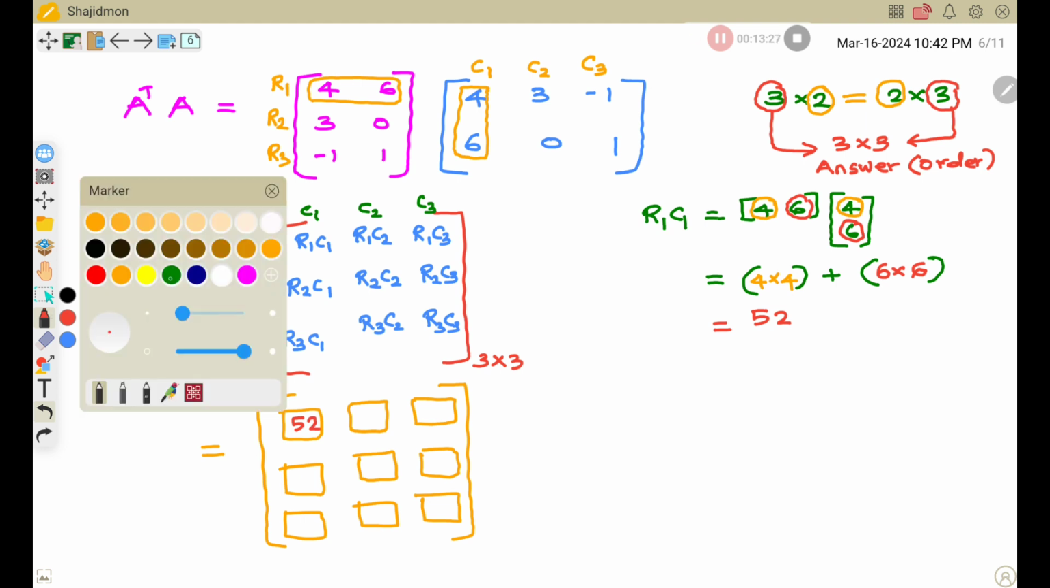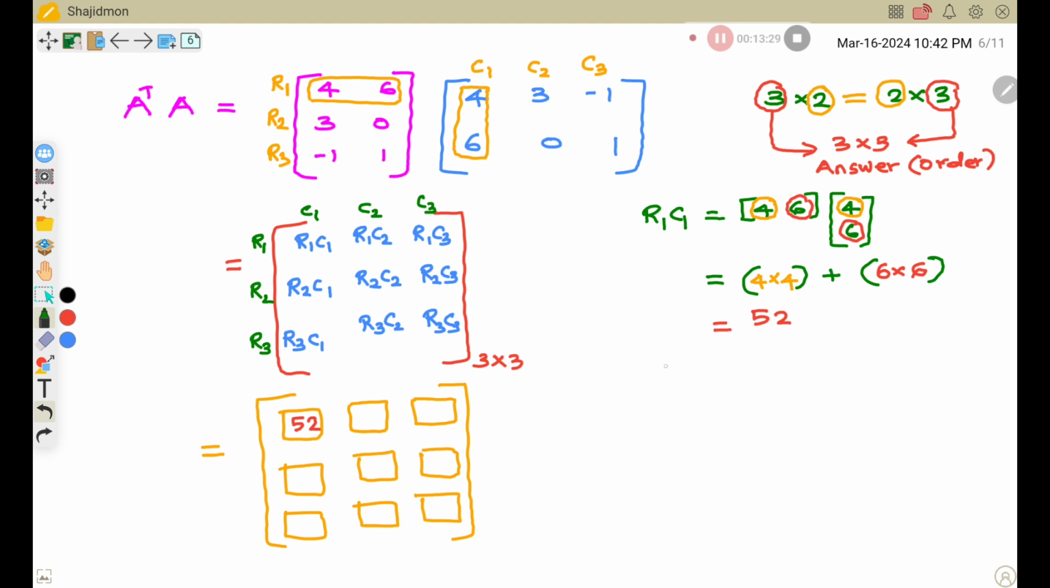Now similar way we need to calculate the other numbers. Next one we need to calculate R1 C2, okay? Some multiplication I will show here, remaining you can try. So R1 C2, first row, that means 4 6, we need to multiply with second column. What is second column actually? 3 0, correct? 3 0. Second column means here second column number 2, that is 3 0.